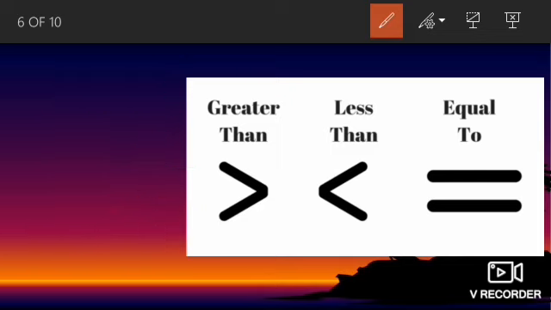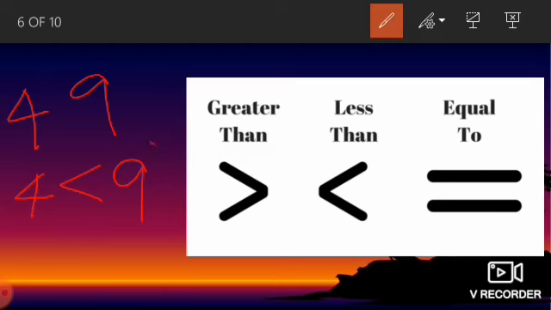Same like that, if you take an example of 4 and 9. If we want to show 4 is less than 9, we represent it mathematically. We read it as 4 is less than 9. It also represents that 9 is greater than 4.